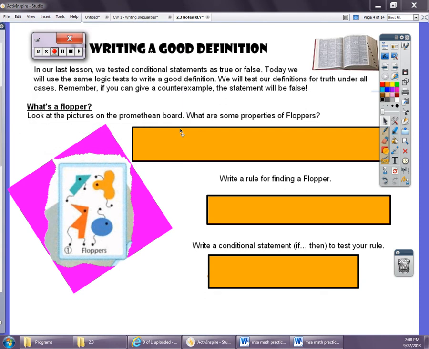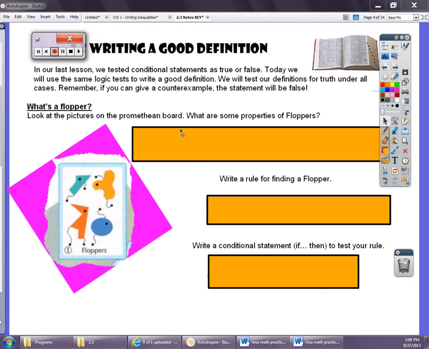Alright, section 2.3, writing a good definition. So we've talked about our conditional statements, being true, being false, some logic, our converses. Now, what we're going to talk about today is how to write a good definition.